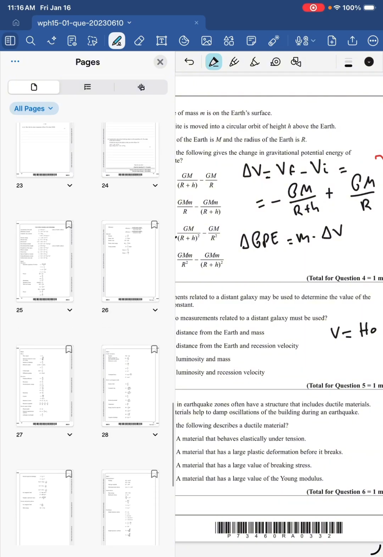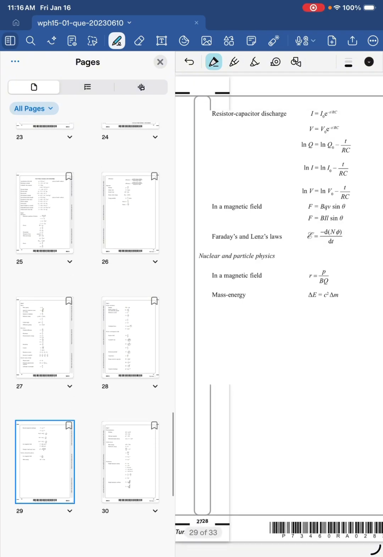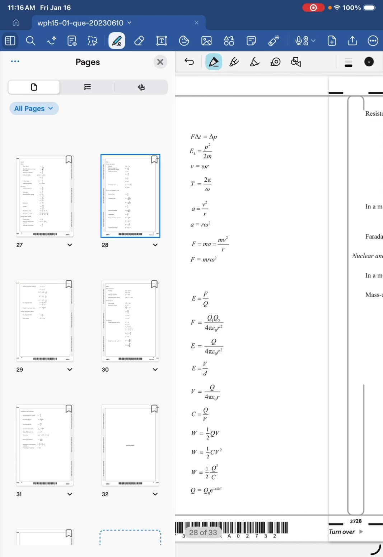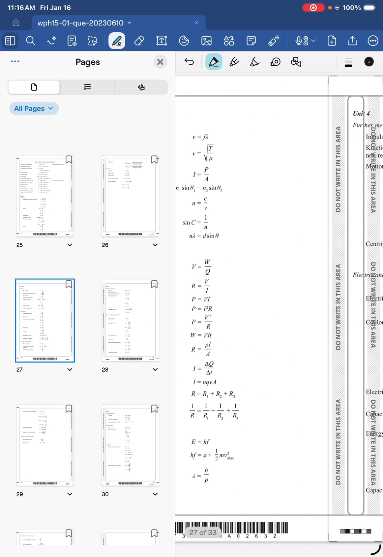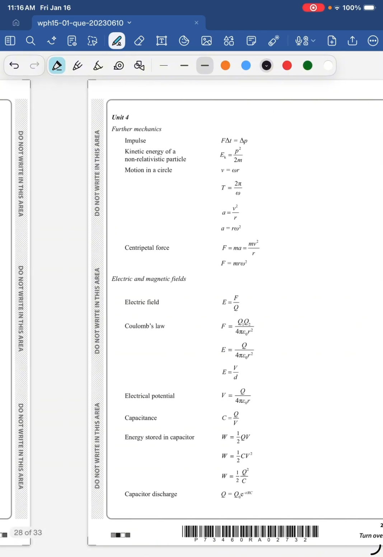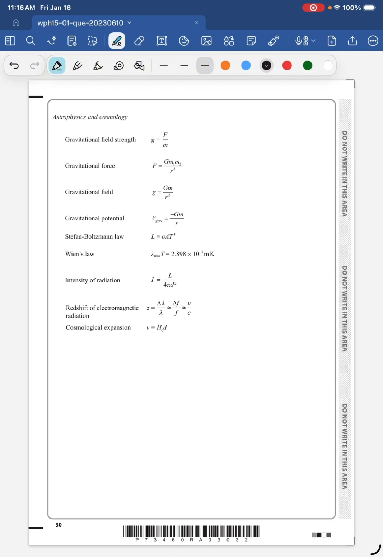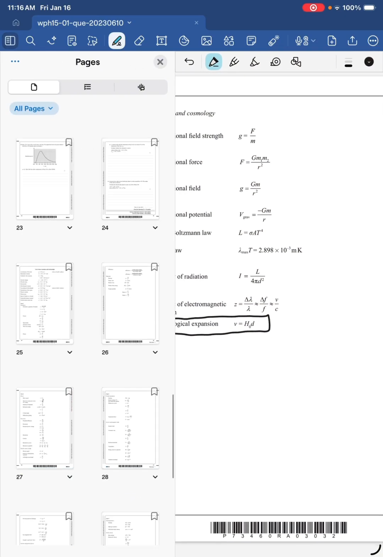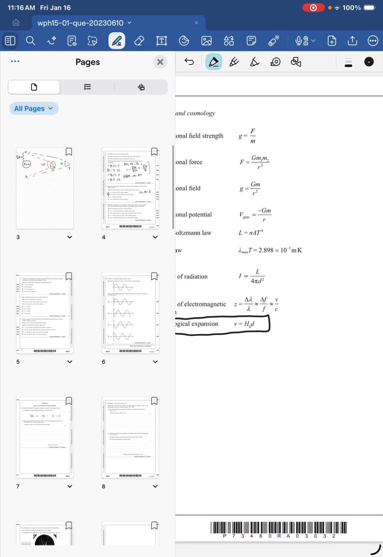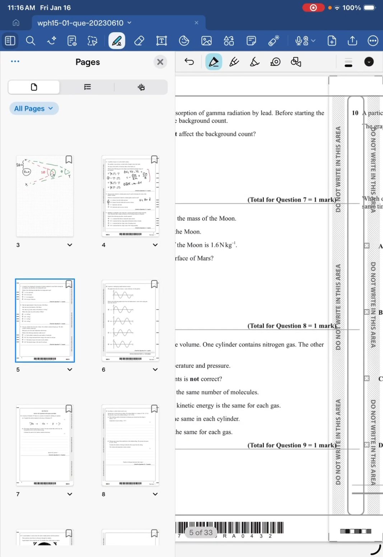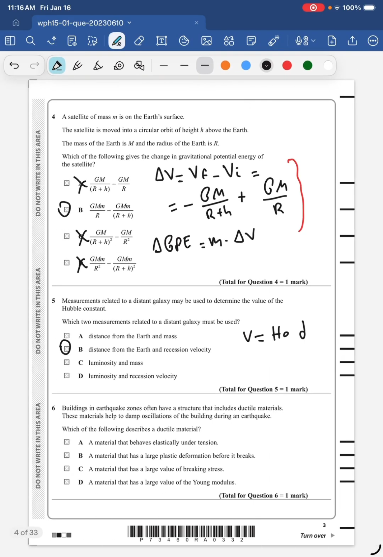Let's go check. So let's see, is it here? No, is it here? Maybe here. Okay, unit 5, Astrophysics. Yes. So this is the formula I'm talking about. This is also an easy problem, I think, because you can figure it out just by looking at the formulas they give you at the back of the paper. Let's go to question 6.